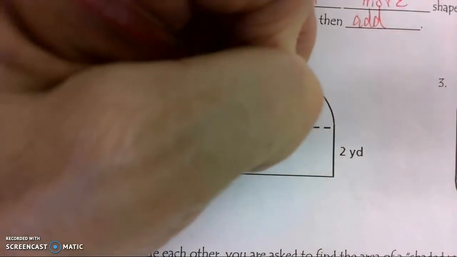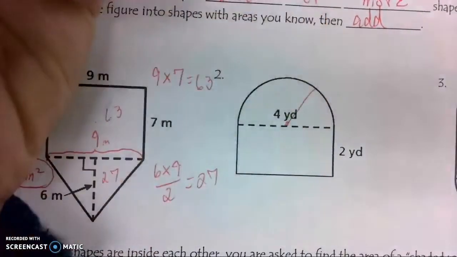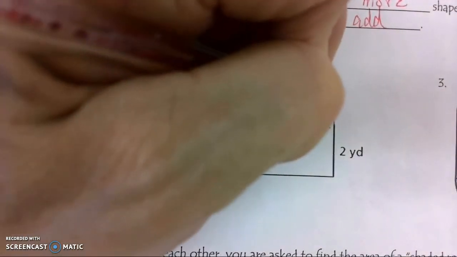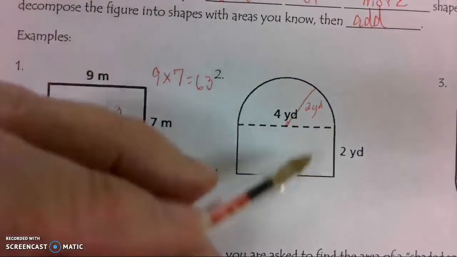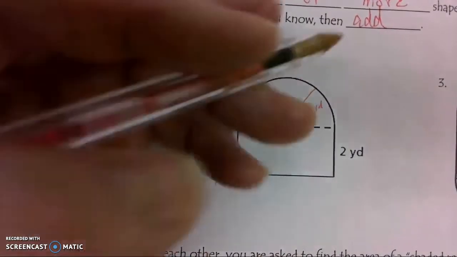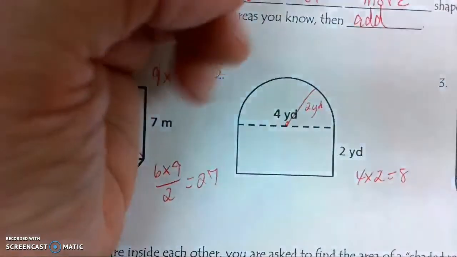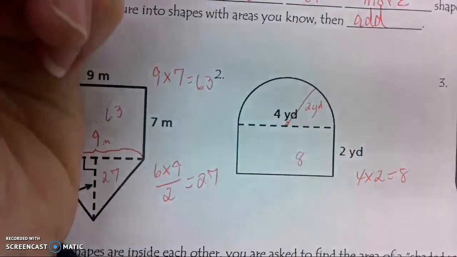So, in order to find the circle, I need to know the radius. Radius is half the diameter, so that means my radius is 2 yards. The dimensions of my rectangle are 4 and 2, so I'm going to find the rectangle by doing 4 times 2, and that equals 8. So my rectangle is 8.